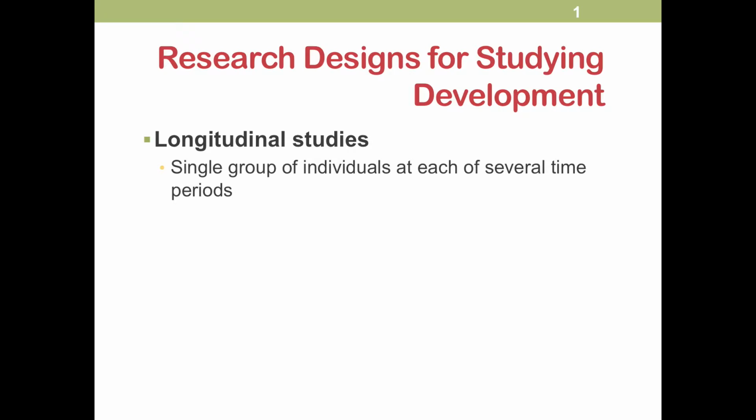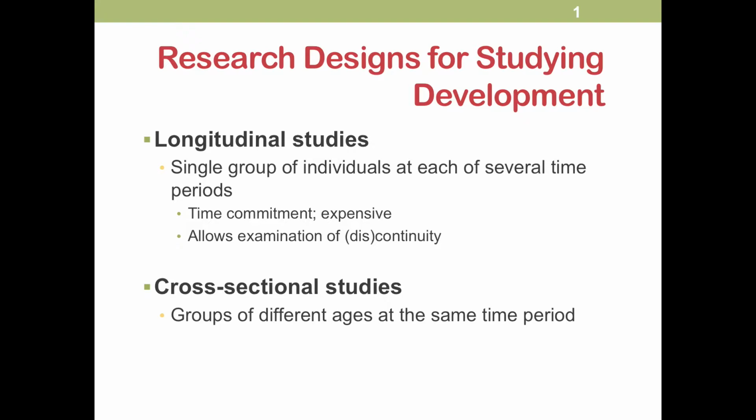How exactly are those changes or effects of age best measured? This is really what we're going to address looking at research design. Within that, we're going to look at longitudinal studies, which basically observe or test a group of individuals at each of several time points, versus cross-sectional studies, which take a different approach to the same end, but looking at groups of different ages at the same time period. We're going to come back to this slide.